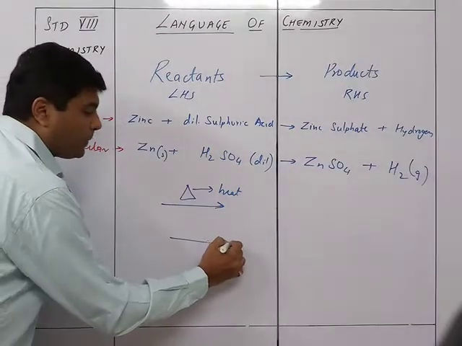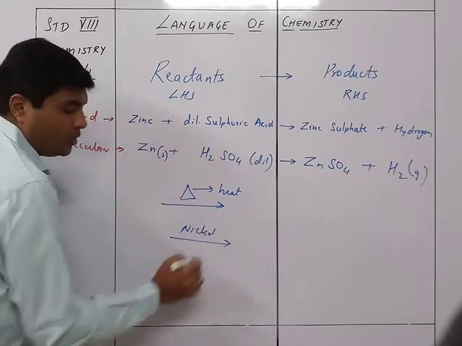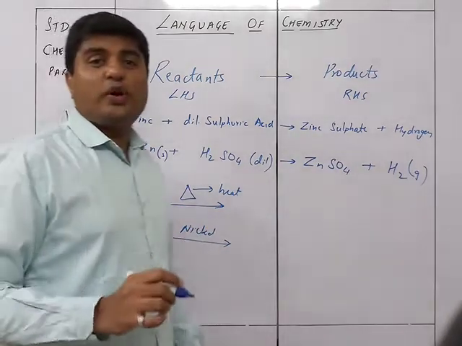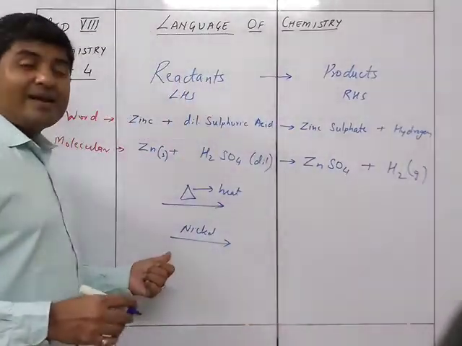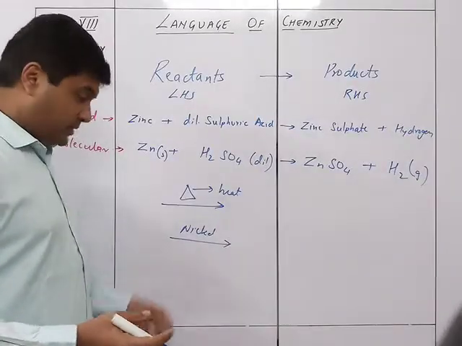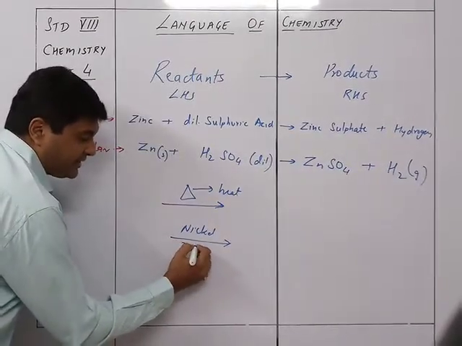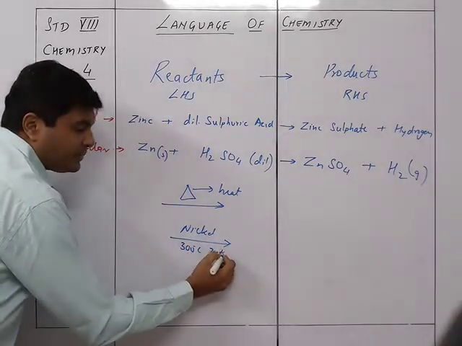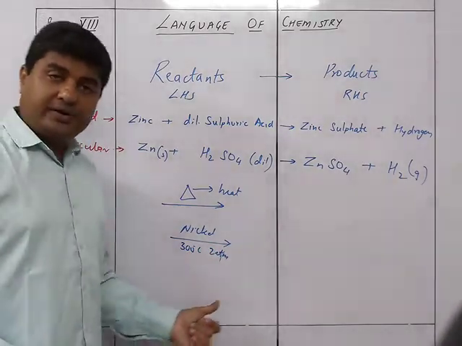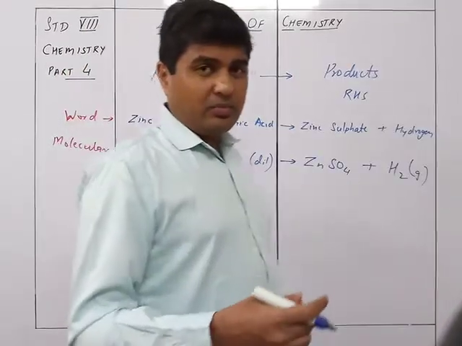Suppose I write above the arrow, like if I write over here nickel, it means nickel is going to be the catalyst in this particular reaction. So I can write the catalyst over here like this. I can also mention the temperature like 300 degrees Celsius, 2 atmospheric pressure. The temperature and pressure conditions can also be mentioned on this particular kind of arrow. So yeah, you can write this way.